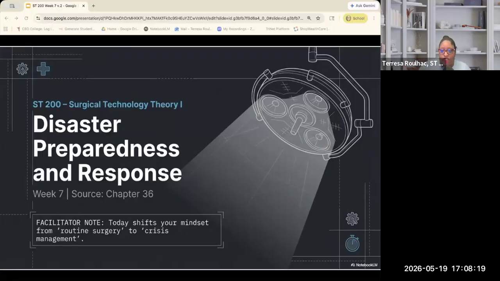But then here's a deeper question: does sterile technique change? What do you guys think? Does sterile technique change? No, right? We're not going to change anything. The standard doesn't disappear because of a crisis. They do get harder to maintain, but we still do it. Okay? Now, disaster response is where that question actually becomes real.